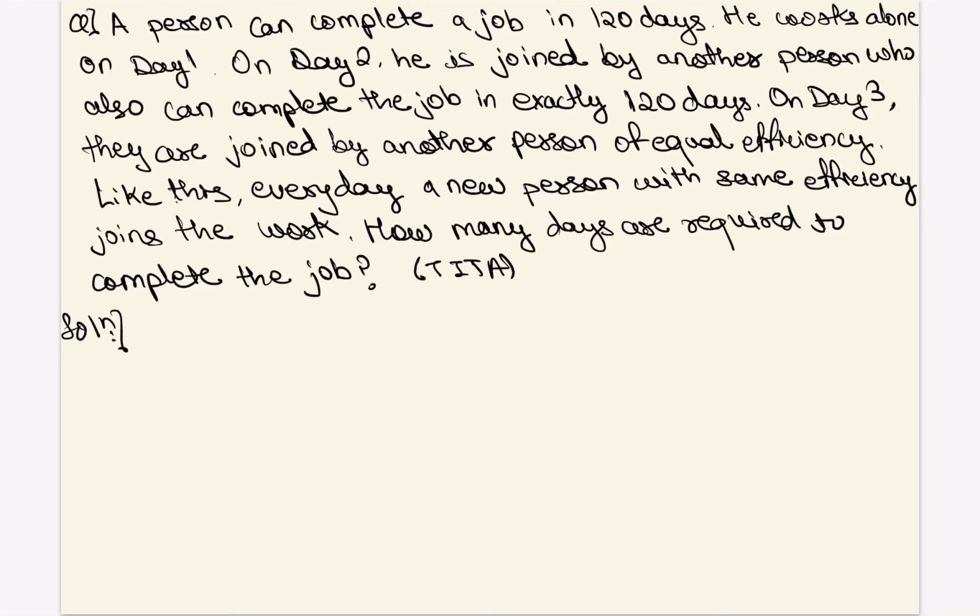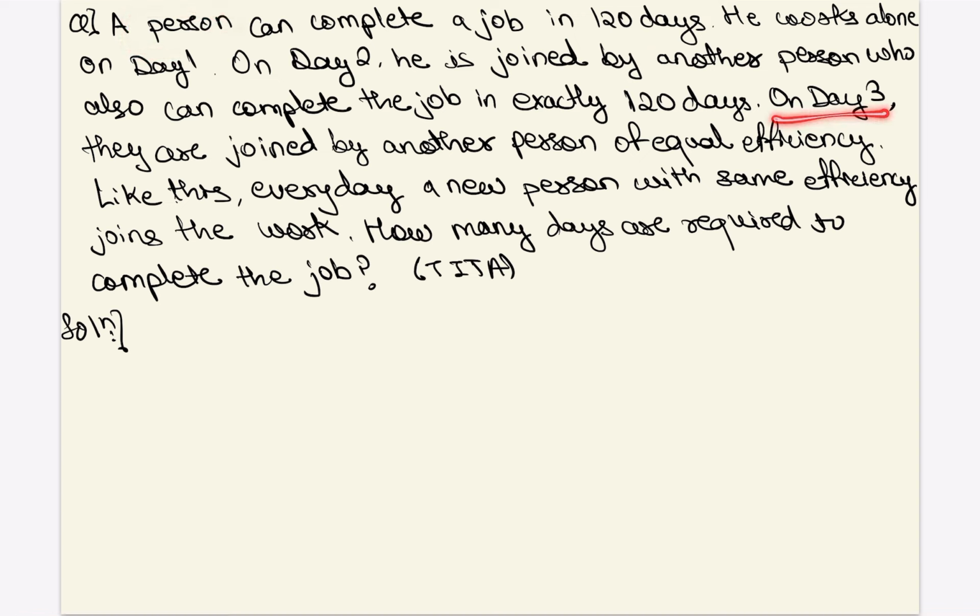So let's take a look at this question. A person can complete a job in 120 days. He works alone on day 1. On day 2, he is joined by another person who also can complete the job in exactly 120 days. So the efficiency of the first person and the second person is the same.